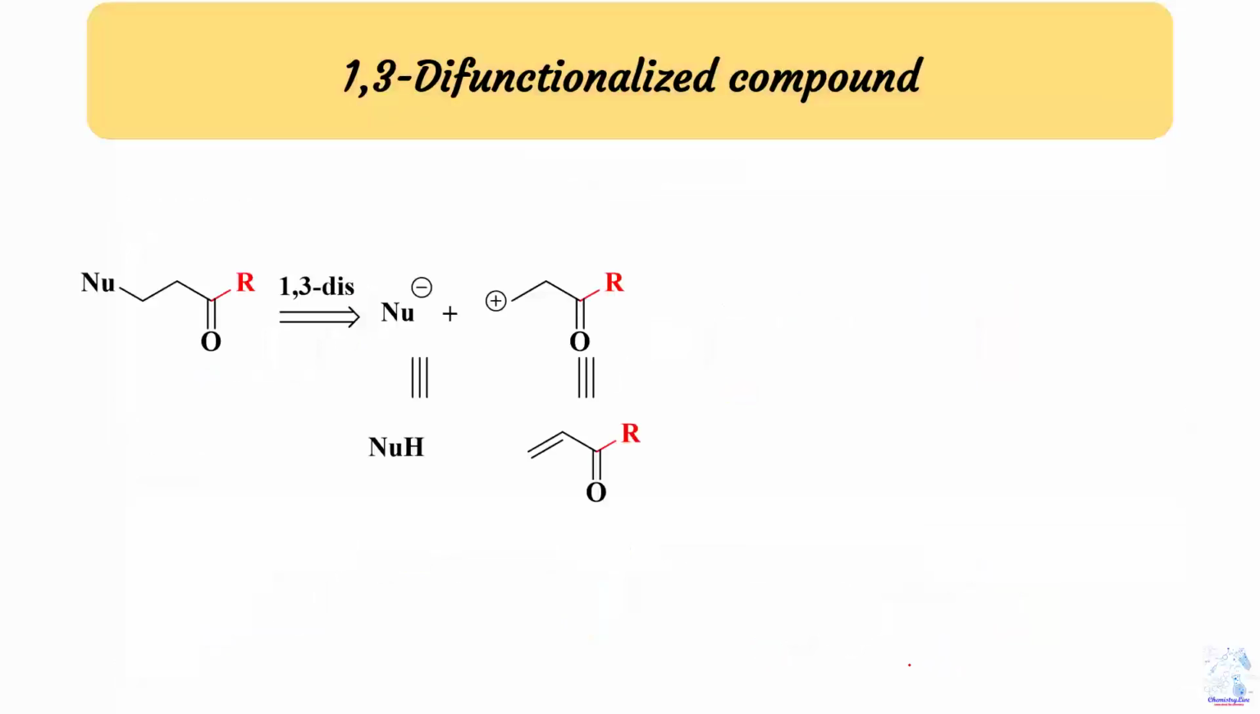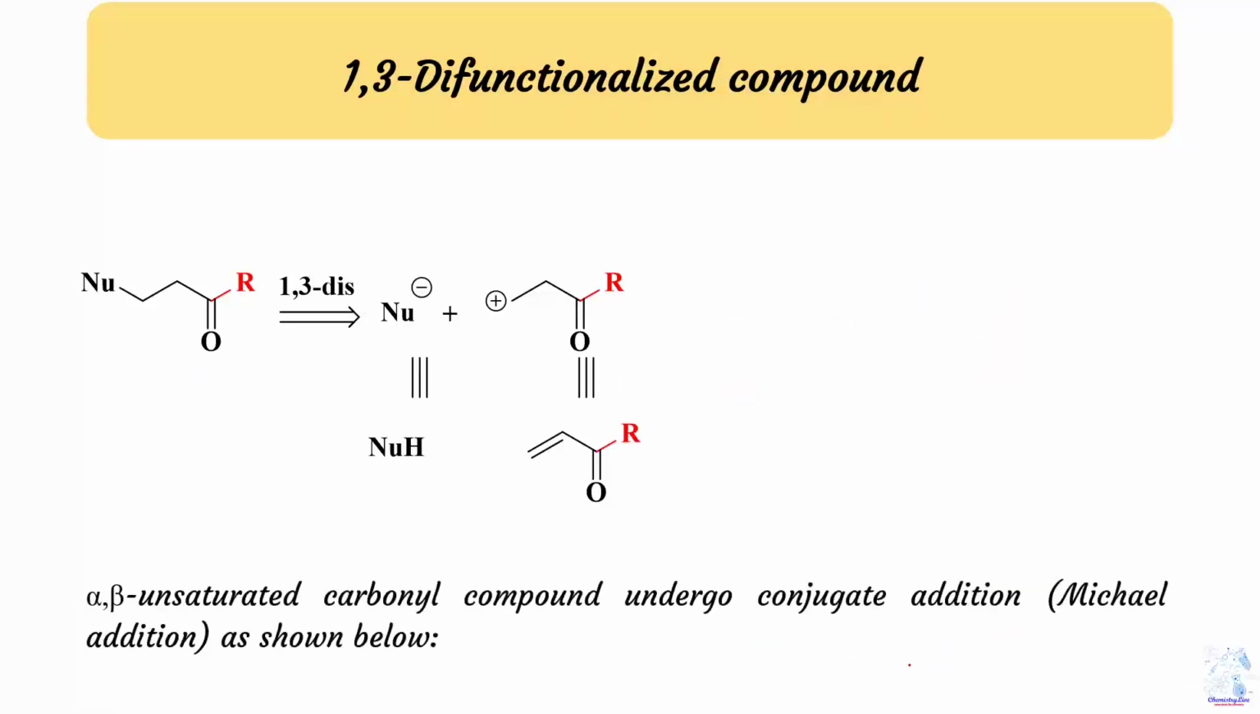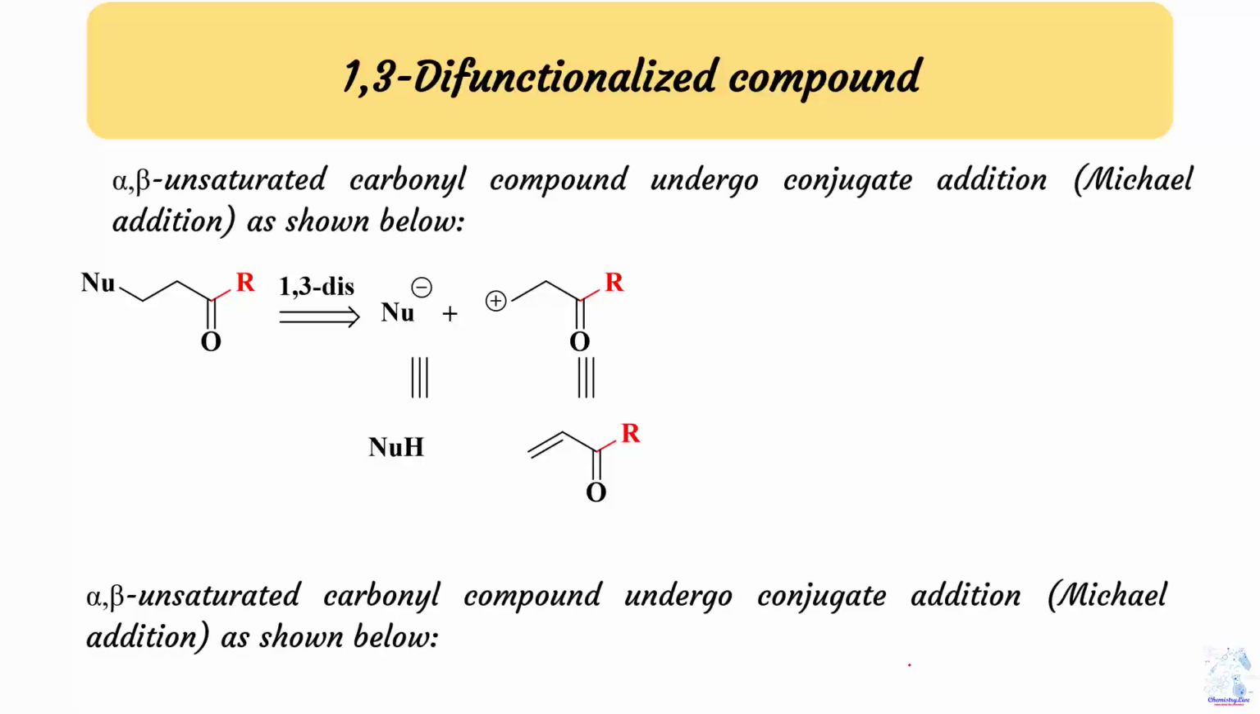Now we will switch to the 1,3 disconnection. In the 1,3 disconnection, what we will see here is an alpha beta carbonyl compound undergoing the conjugate addition, Michael addition, as shown below. So why do we use that conjugate addition in alpha beta? Before that we have to look at what the disconnection is here. The disconnection is basically from that side, nucleophilic side, 1, 2, 3 side. So we will get the nucleophile as anion and that C=O as cation. There is a synthon basically, and the synthetic equivalent is this.